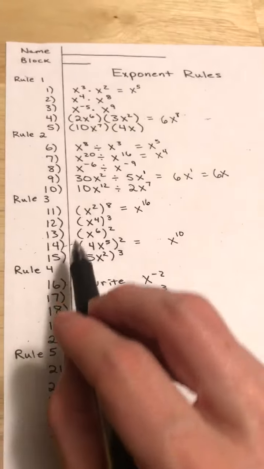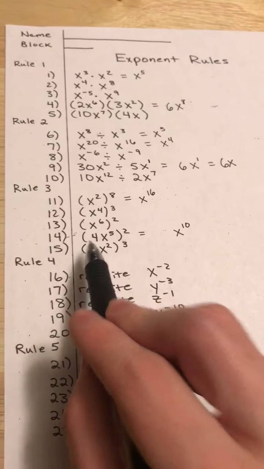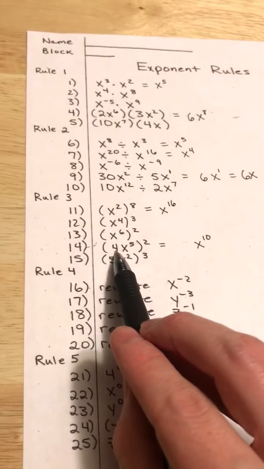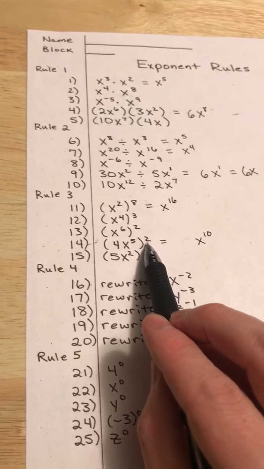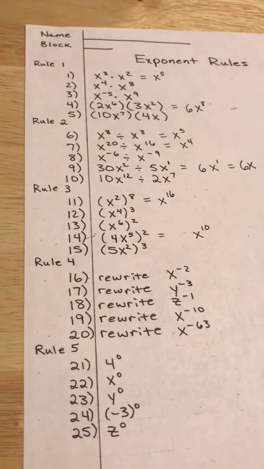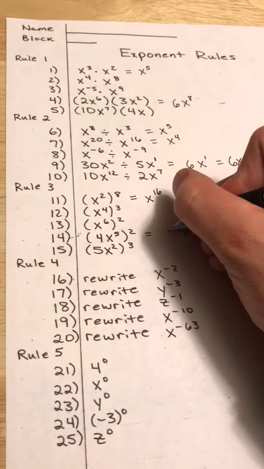Okay? Now, we also have a number on the inside. So what are we going to do with that? We're going to raise that 4 to the second power. And you know, 4 squared, that's going to be 4 times 4. That's going to give me 16.